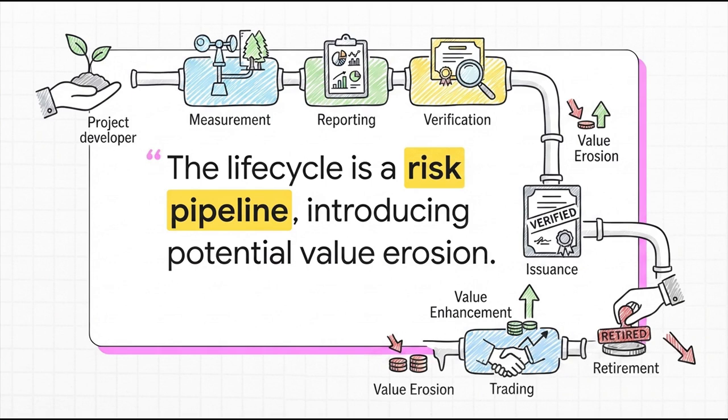As one expert in the source material perfectly puts it, the life cycle is not linear. It is a risk pipeline where each stage introduces potential value erosion or enhancement. And it's so true. From the very second a developer conceptualizes a project to years after a corporation retires the credit, risk is just constantly being managed, priced, and negotiated.